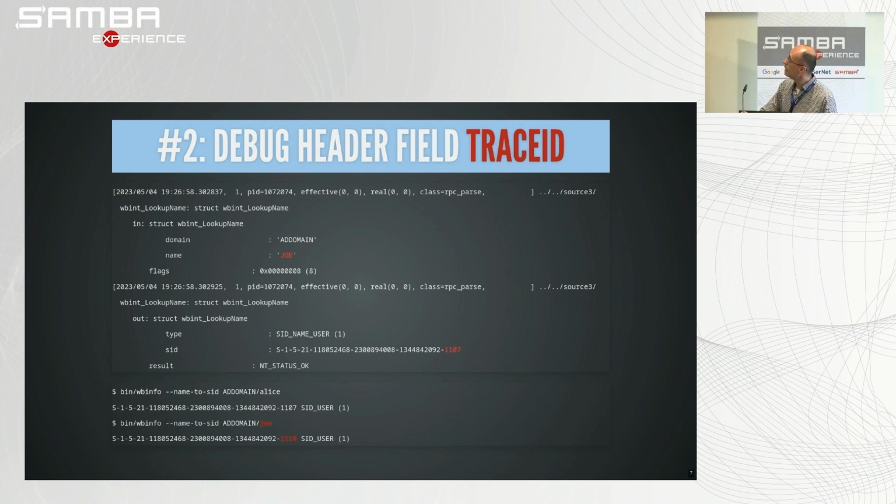So what I have added is a new debug header field called traceid, and this is a unique identifier which is kept during the whole request processing. And moreover, this traceid is propagated to the child processes. So you will find that if the request for Joe is sent to the winbind responsible for the AD domain, it will use the same traceid 92, and you can follow the traces there.